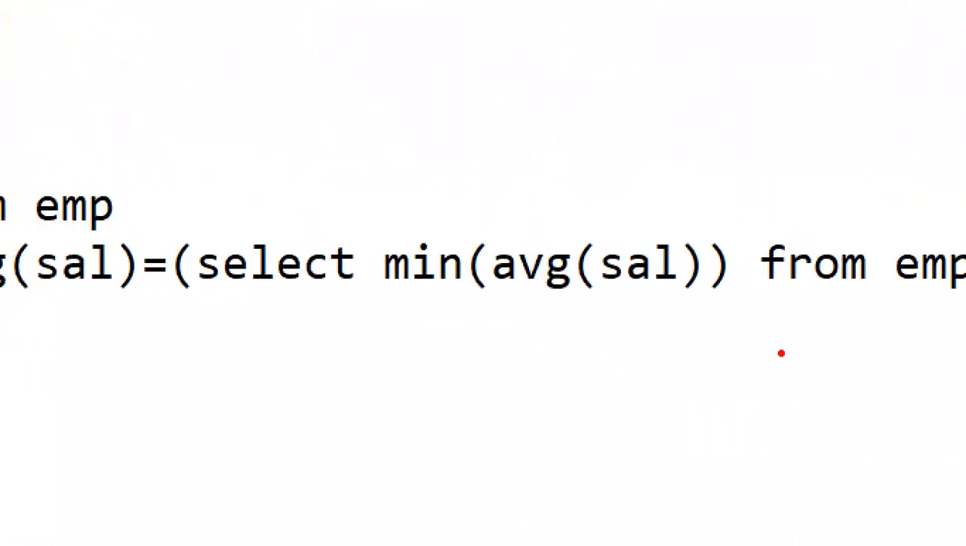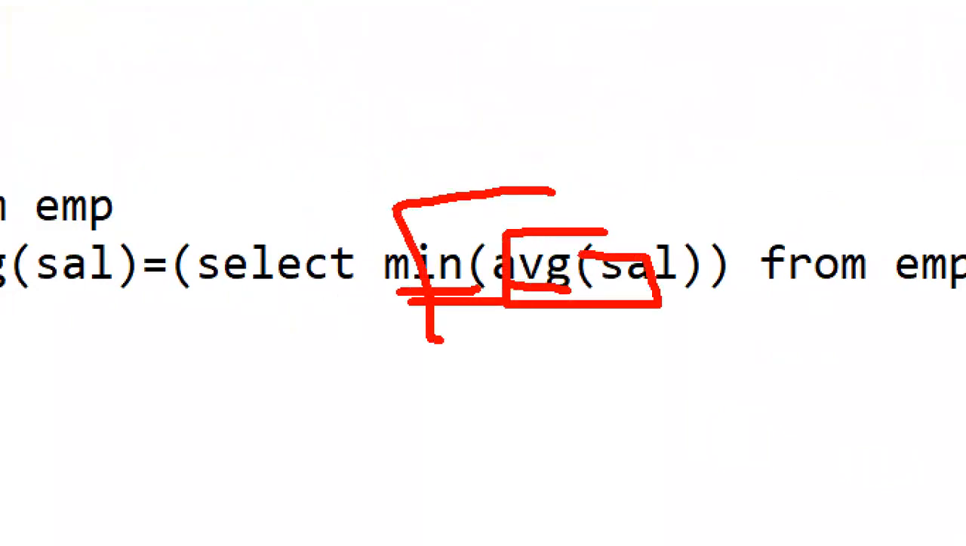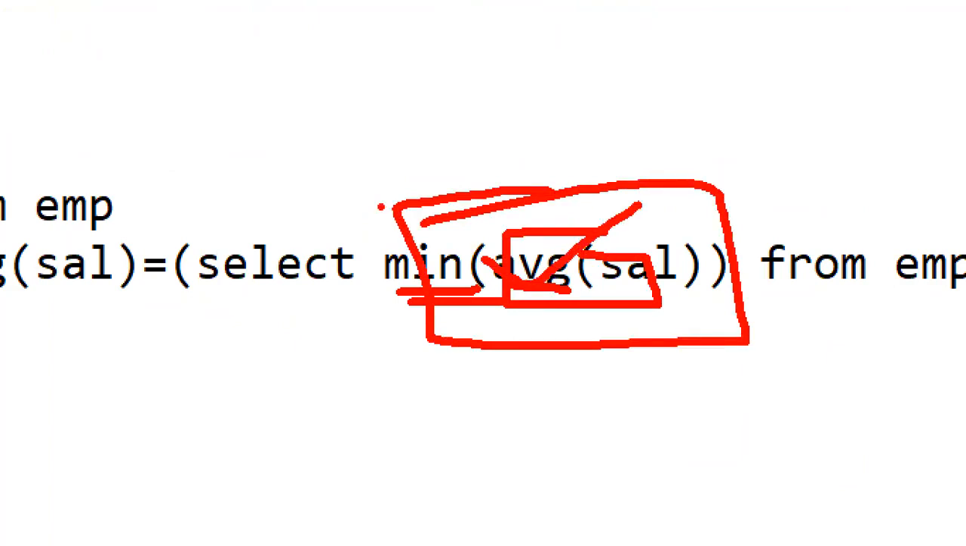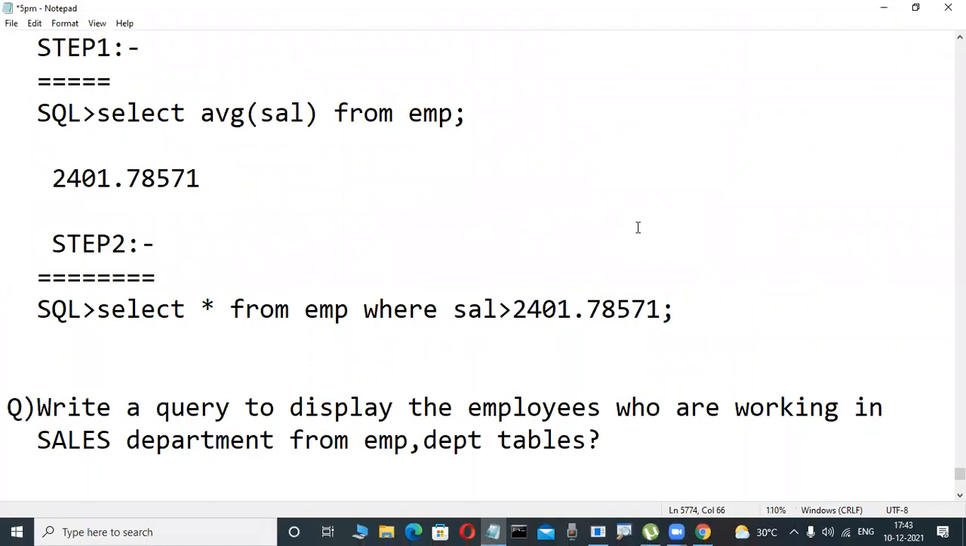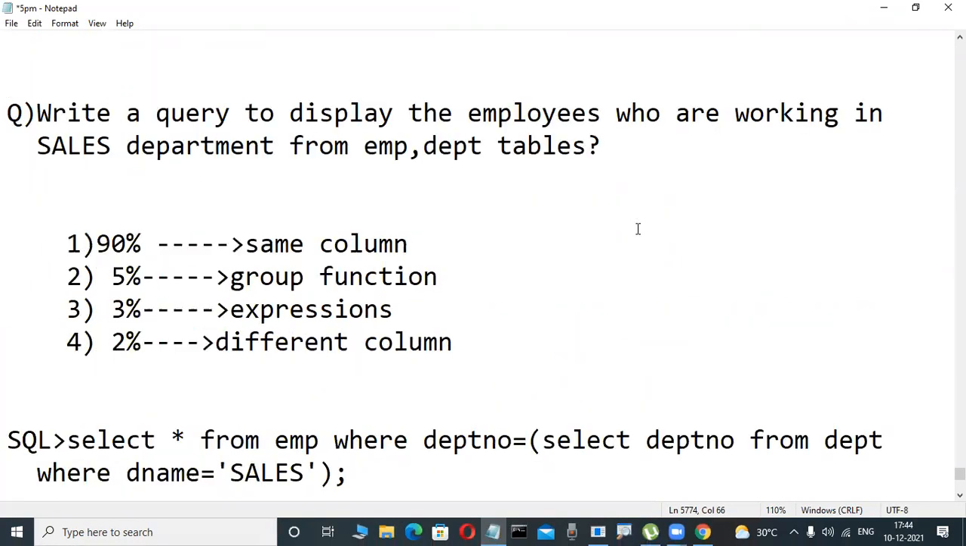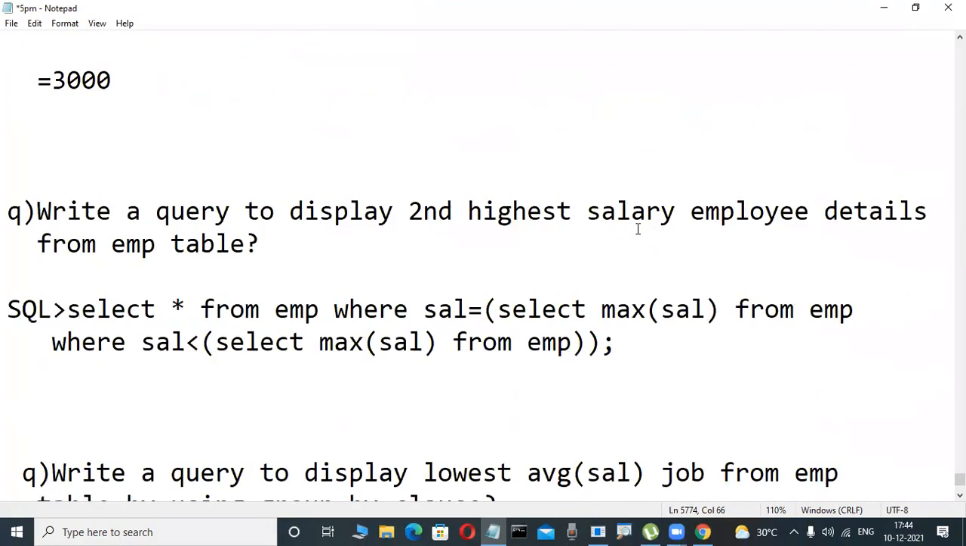Observe here, minimum is there and average is there. Average is one group function, and minimum is another group function. A group function within another group function means nested group functions. Whenever we use nested group functions individually, or in a child query, then we must use a group by clause within the child query. Otherwise, it won't work. That is another rule.